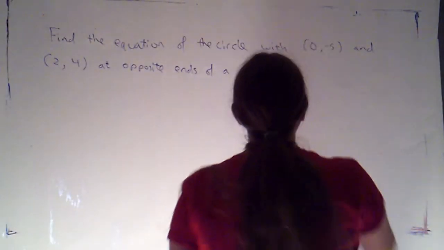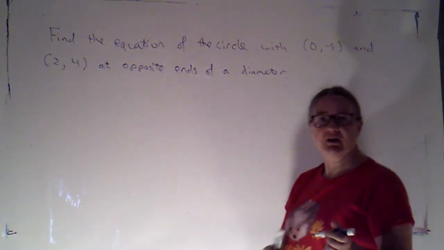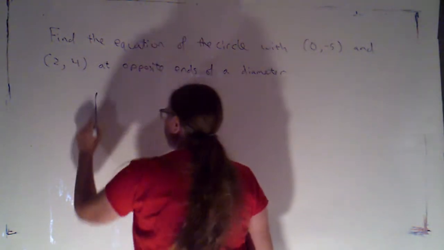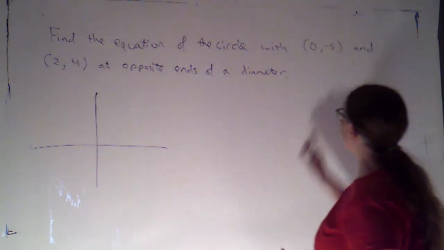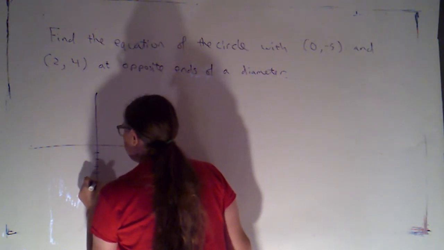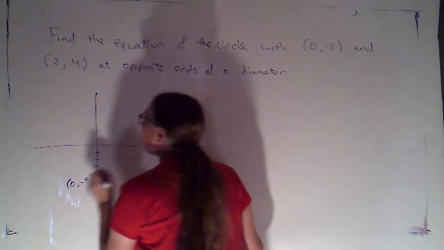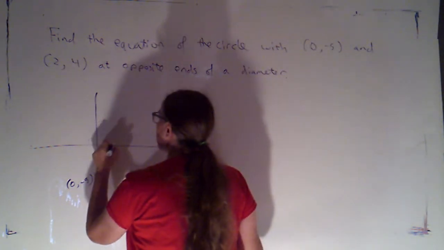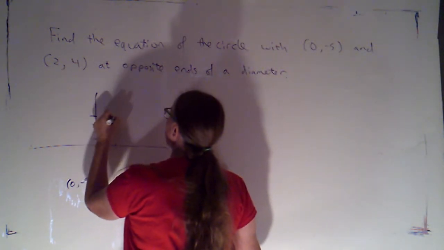We weren't explicitly told that we had to draw a picture, but I like pictures. They make it easier for me to see what I'm doing. All right, so (0, -5) is just going to be 5 down on the y-axis. And (2, 4), we're going to go 2 over, 4 up.